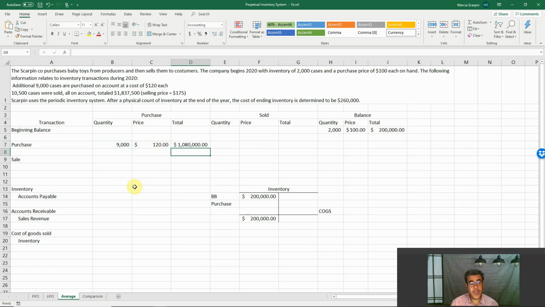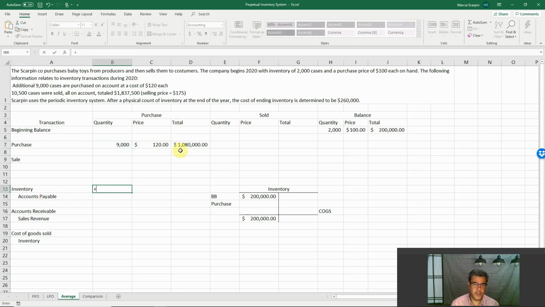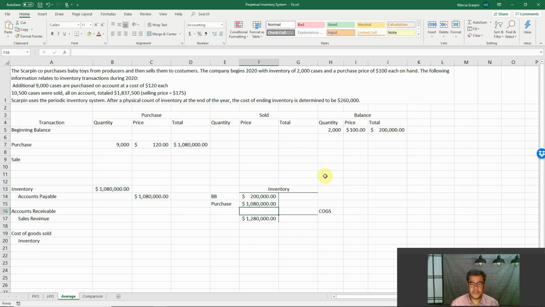What is the journal entry? If we were working with periodic system, our journal entry would be purchases and accounts payable. Perpetual inventory, we don't have temporary accounts. So everything goes to inventory. So inventory, 1 million. Accounts payable, 1 million. And it goes to our inventory here, our debit.